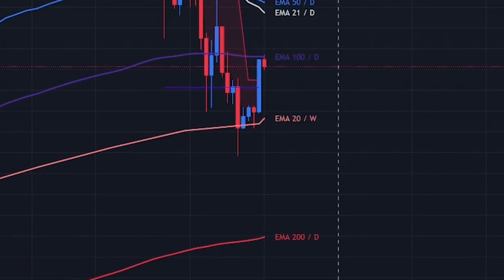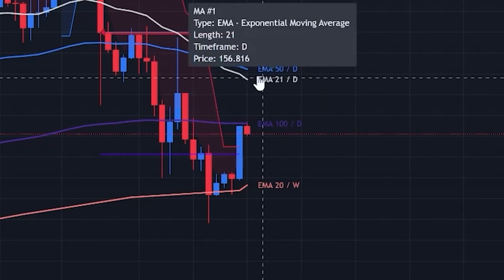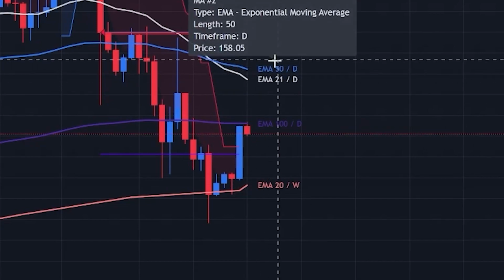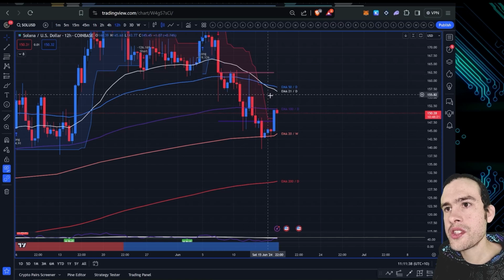But we're currently rejecting off the 100-day EMA, which if we have a look at the ticker there is 151 right now. Again, this is daily, so this will update tomorrow. And then we've got the 21 and the 50-day EMAs above, which is now resistance. Look at that. Acted as resistance there, even the 50 resistance.